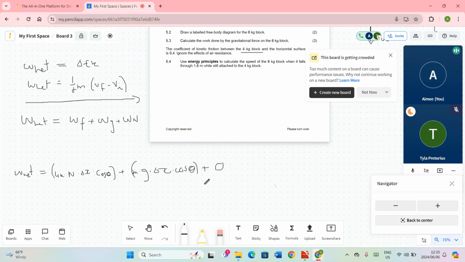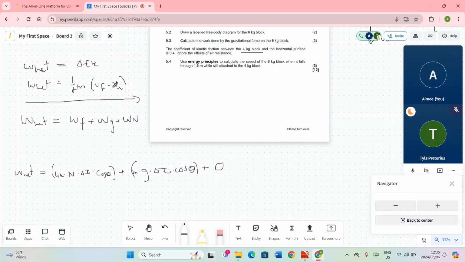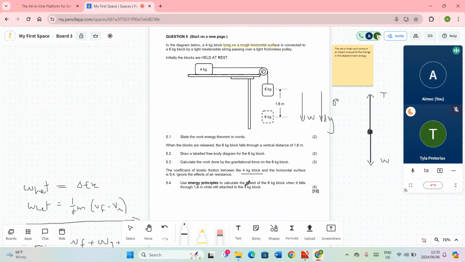So now we need to calculate a W net. We need to calculate a value for W net so that we can actually use the other side of the equation. So that's what we're trying to do at the moment. Okay, so we did friction. Remember, the only block that has friction is the 4 kilogram block. We did work done by gravity. Okay, so this one's obviously going to be considering the 6 kilogram block because gravity doesn't really play an effect with our 4 kilogram block. And our work done by normal, which is 0.